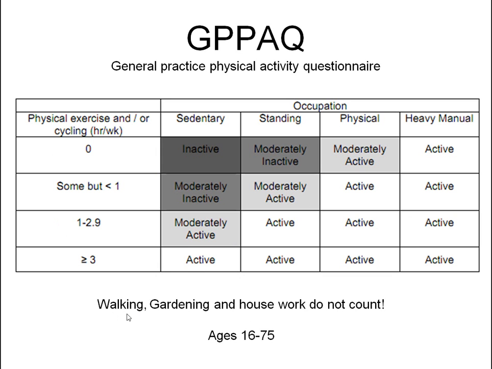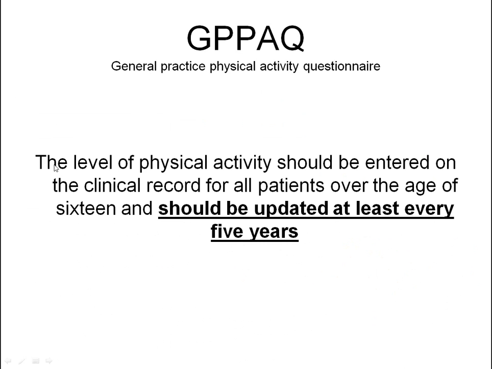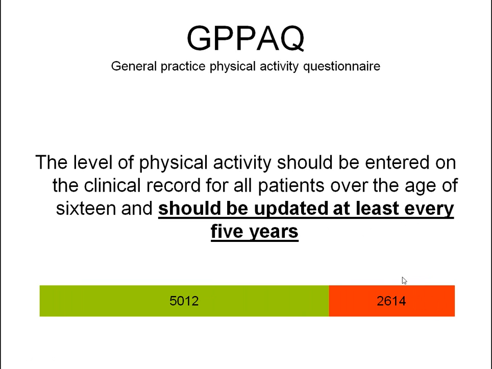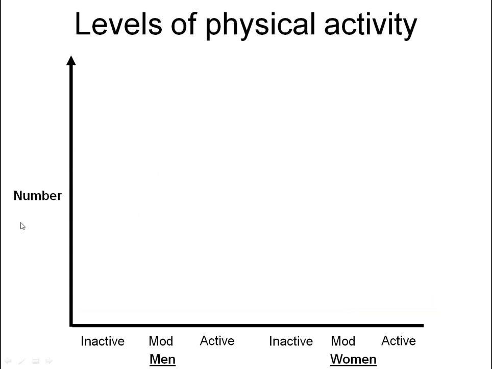Of note, they point out that walking, gardening and housework do not count as physical activity, and ages are covered from 16 to 75 years of age. So the recommendation is that the level of physical activity should be entered on the clinical record for all patients over the age of 16 and should be updated at least every 5 years. We have reviewed this for Woolstone, and there are still a number of patients where this has not been recorded or updated. In terms of the levels of physical activity, we have a number there for men and women graded as either inactive, moderate or active.